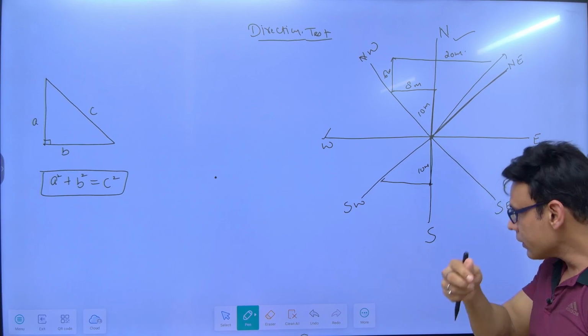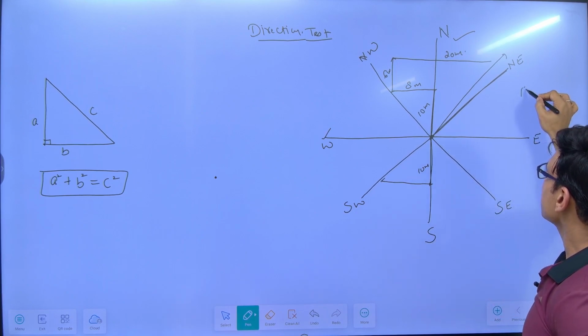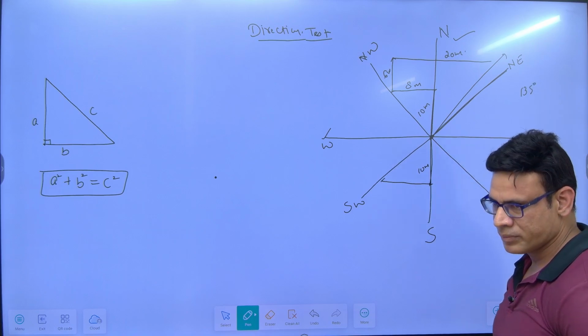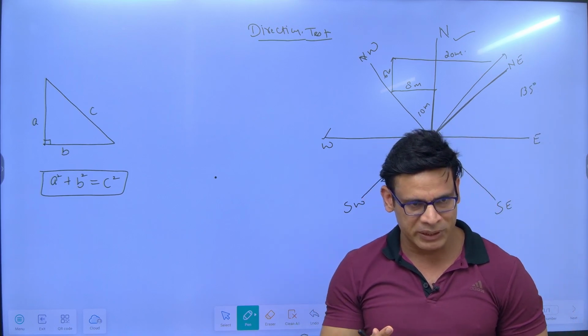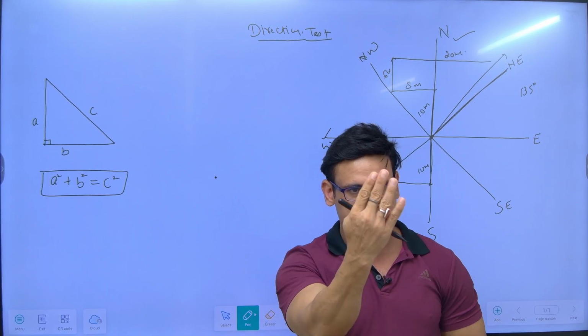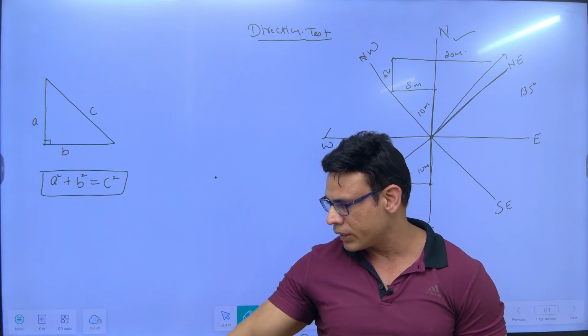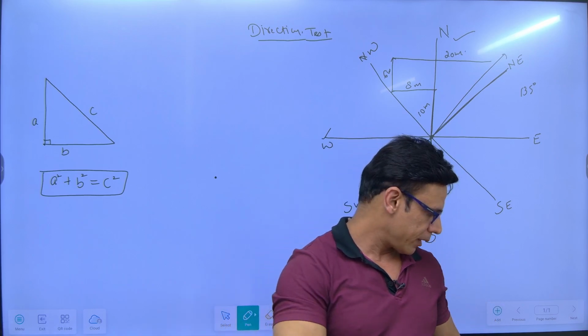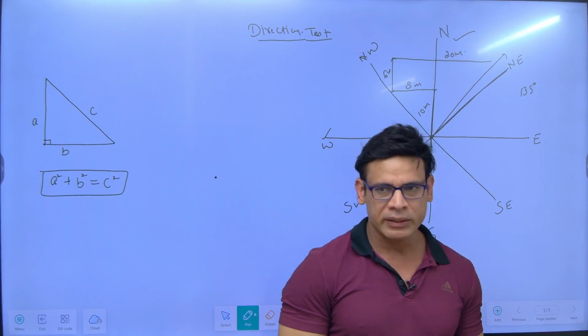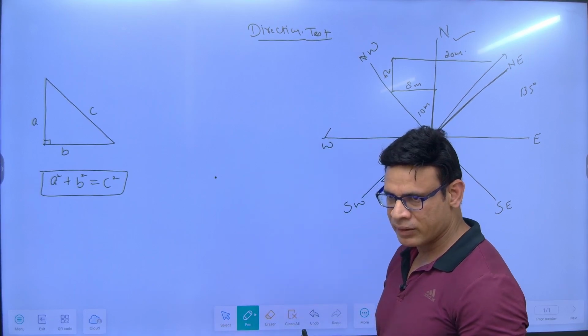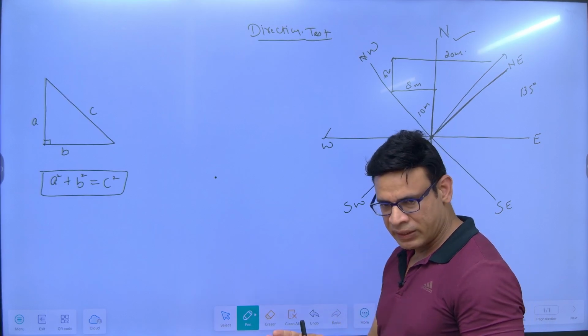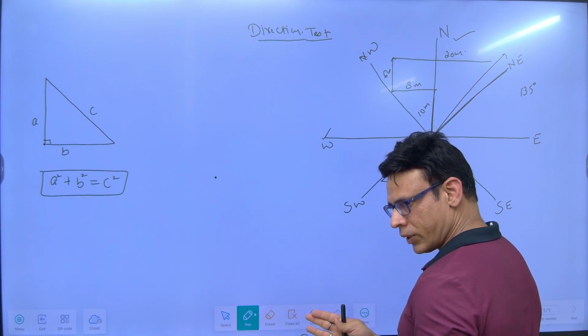But if I say 135 degrees, how should 135 degrees be taken? If I am facing some direction and I say I move 135 degrees to my right, 135 degrees to my right, so first I'll move 90, and then I'll move a further 45.